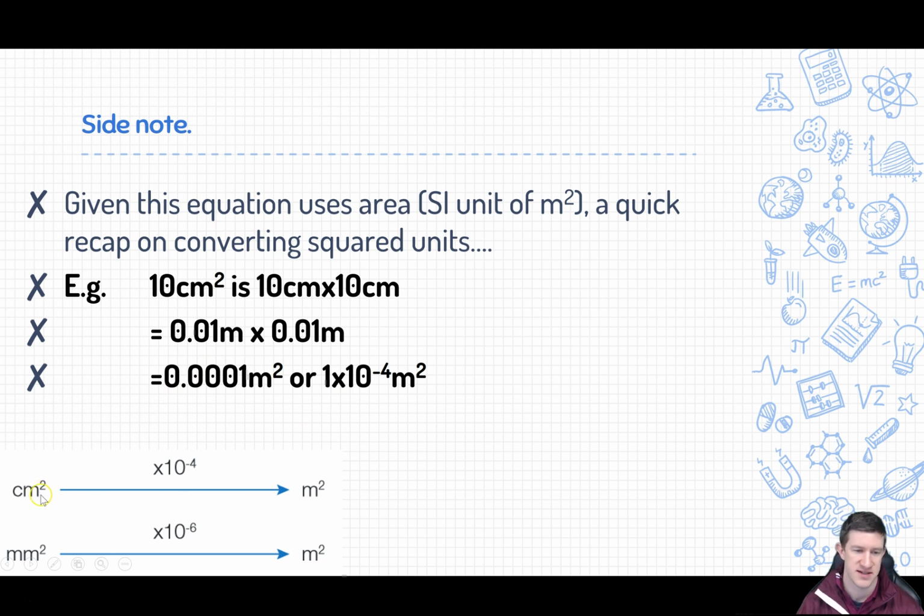So in general, centimeters squared to meters squared, we multiply by 10 to the minus 4. If we had millimeters squared and we want to go to meters squared, we multiply by 10 to the minus 6. So just be careful when you're converting, if they give you an area in centimeters or millimeters, that you use this method rather than just converting the value, say 10 to 0.1.